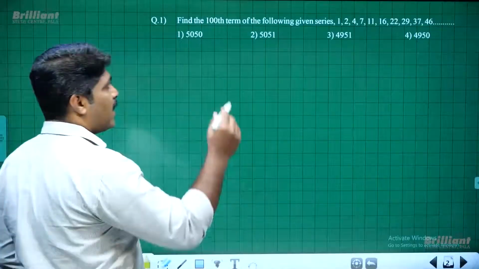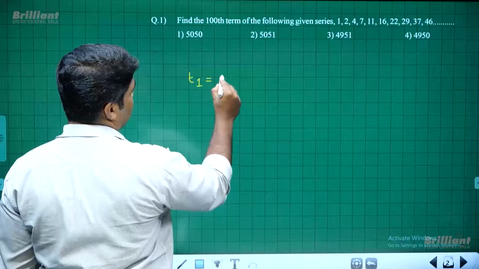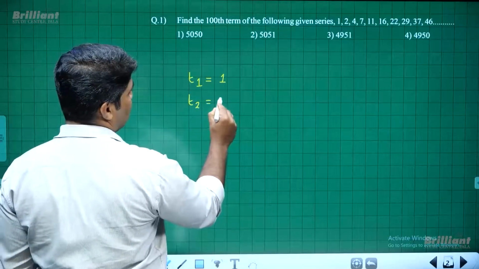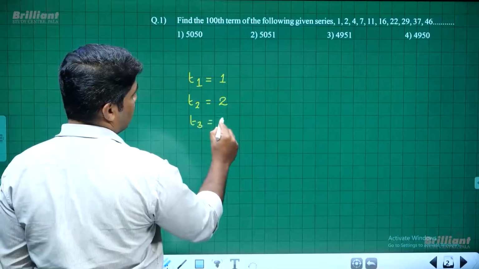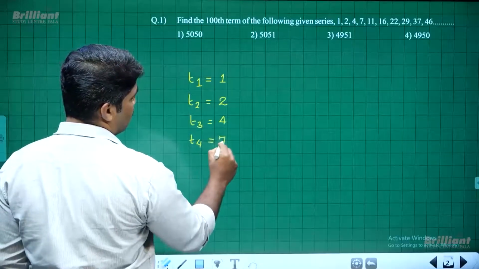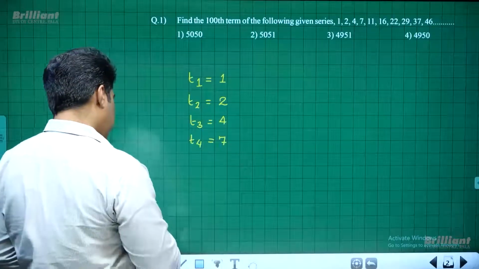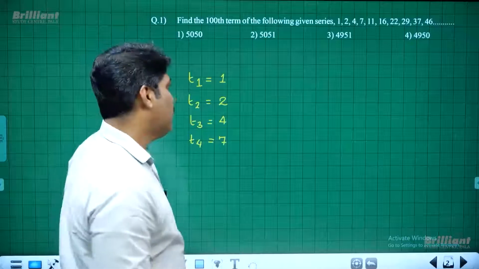If we consider our first term, we can express it as T1. T1 is 1. Consider T2. What is T2 here? That is 2. T3 is 4. And T4, that is term 4, is 7, and so on. Just think about how we can separate these values or identify the pattern behind the series.